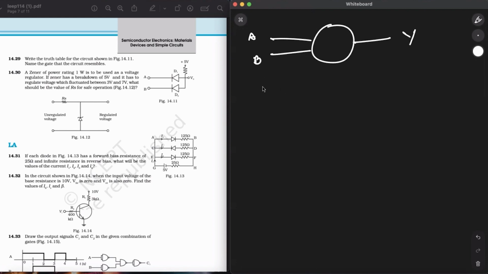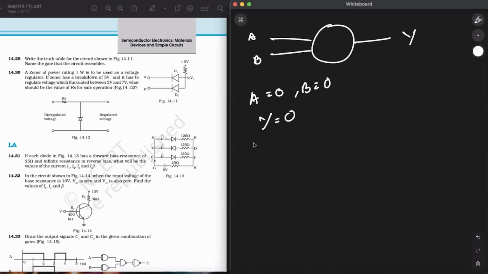So when A and B both are zero, A is equal to 0 and B is equal to 0, so the voltage supply through R is forward biased diodes D1 and D2. The voltage V would drop across R. So the output voltage at Y will be the voltage across diode, which is 0. So Y will be 0.